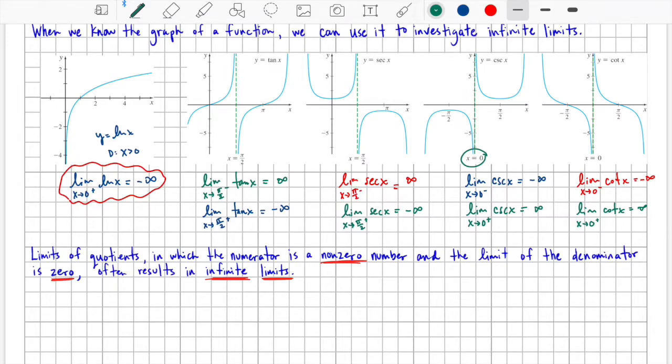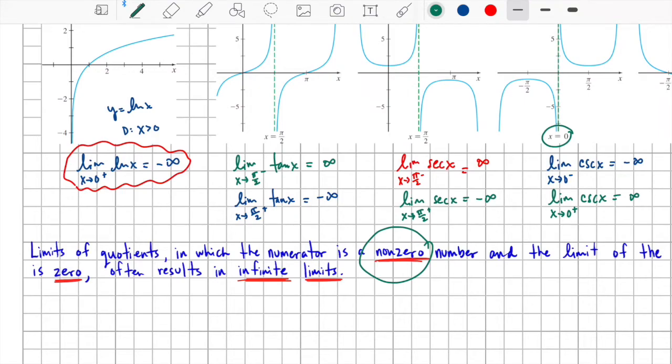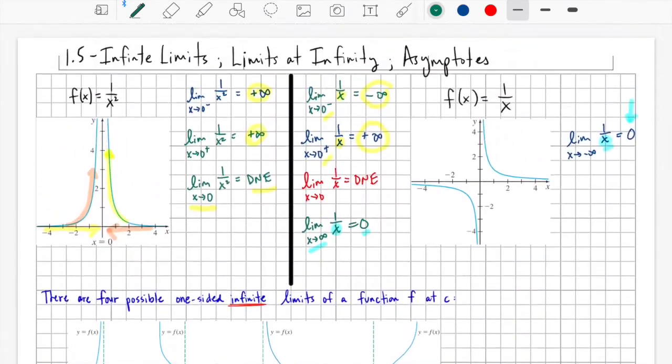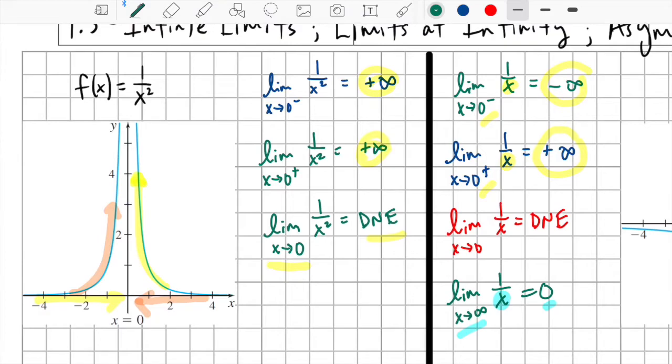So limits of quotients in which the numerator is a non-zero number. So the numerator is a non-zero number, meaning it's not 0. It's whatever number except 0. And the limit of the denominator is 0, often results in infinite limits, meaning that if you take the limit and the denominator is approaching 0 and the numerator is not, then you always get infinite limits. And these are examples of that, because here the denominator is approaching 0. The numerator is just a number that is not 0.